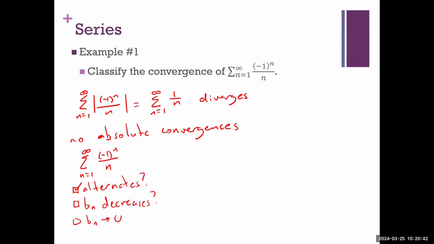b sub n goes to 0. Does it decrease? Yes. Let's be clear here. When we say b sub n, what is b sub n? It's the non-alternating part. Does it decrease? Does it go to 0? Yes. Therefore, what? So the alternating series converges.